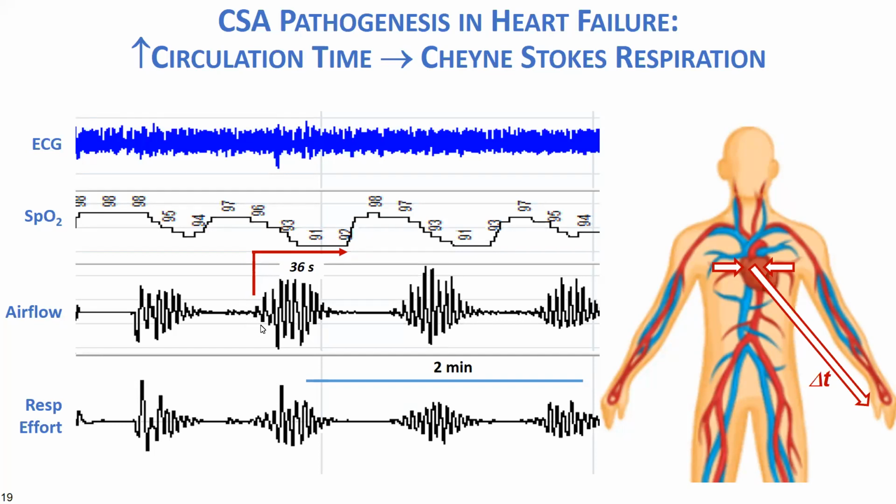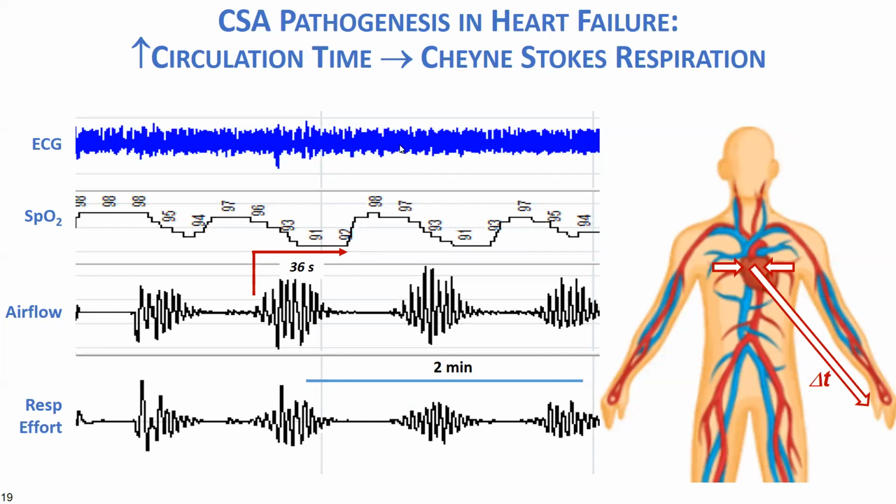reoxygenated blood at the cessation of the apnea when ventilation resumes. At the resumption of ventilation here, how long does it take for oxygenated blood from the lungs to get through the heart and out to the finger oximeter? Well, normally that takes about 15 or 16 seconds.